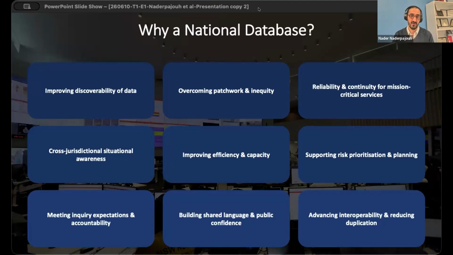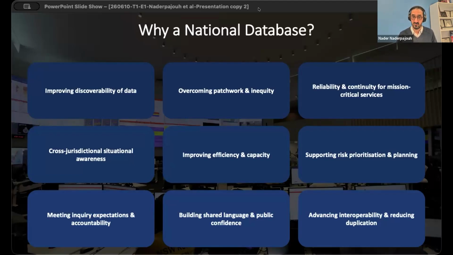But the benefits of the national database are obviously improving discoverability of the data, because we would have data which is the same across different jurisdictions, overcoming a patchwork. Where there are gaps in the data, if we have a national database, there would be resources to get those data and make sure that national coverage is satisfied. Reliability and continuity for mission critical services: if we have a very established standard, every service will face and use the same type of data, and the standardization would be much easier.